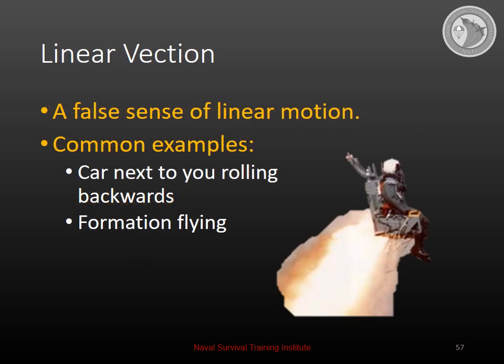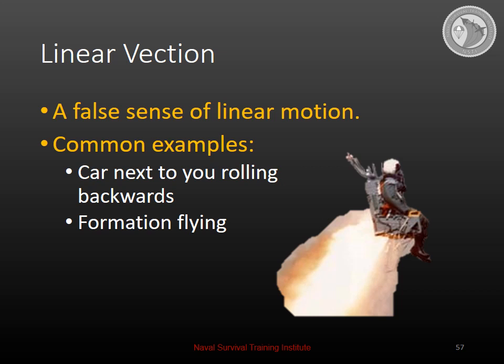Linear vection is a false sense of linear motion. You've all experienced this sitting at the stoplight and you're looking down at the radio or your phone or something like that, and then all of a sudden your car starts rolling backwards and you slam on the brakes. And then you feel silly because it was actually just a big panel van that was in the lane next to you and they started to pull forward and it just felt as though you were moving backwards.